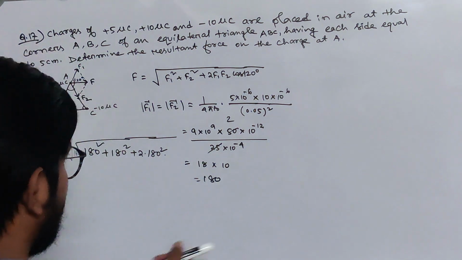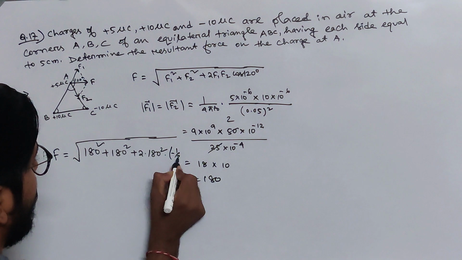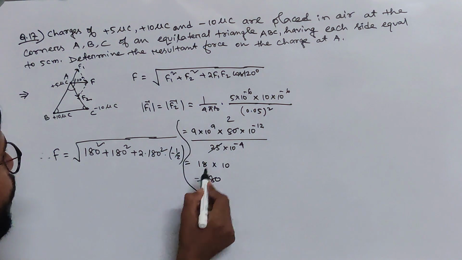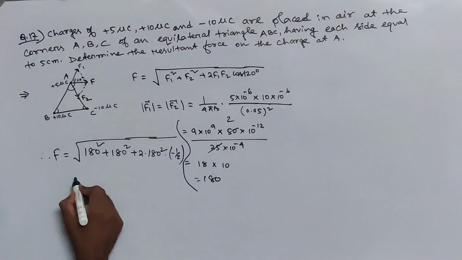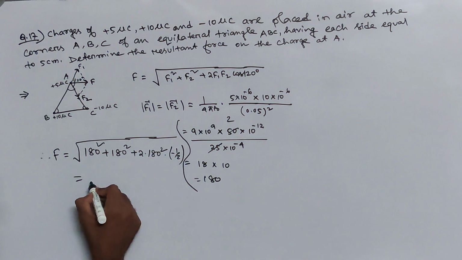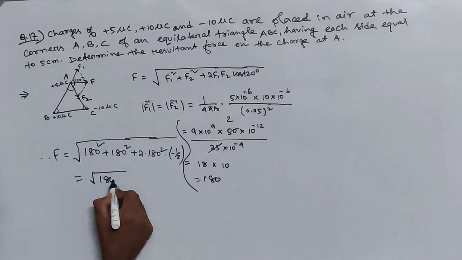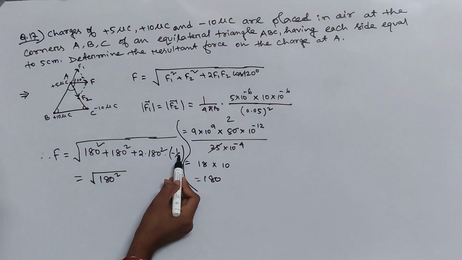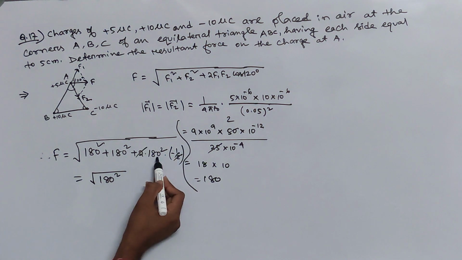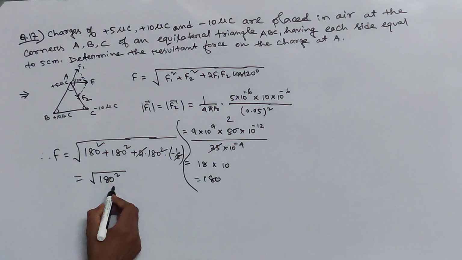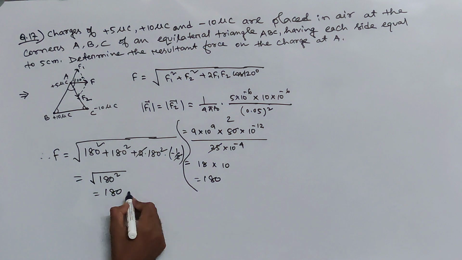So it will be minus half. The value of cos 120 will be minus half, so now it will be only under root 180 square, because 2 and half will cancel, it will be minus 180 square. Minus 180 square plus 180 square will be cancelled, so F equal to 180 Newton.